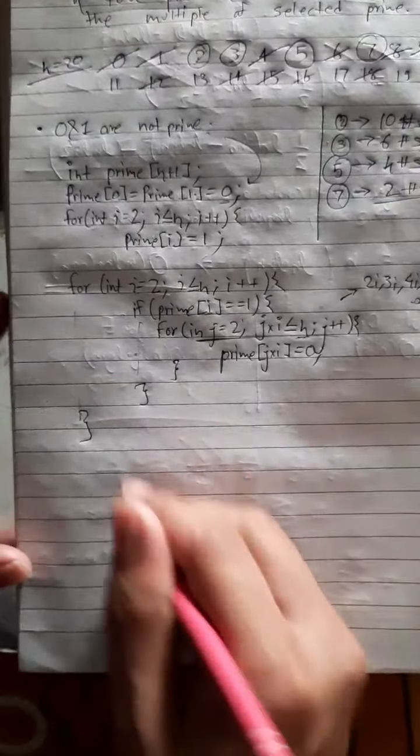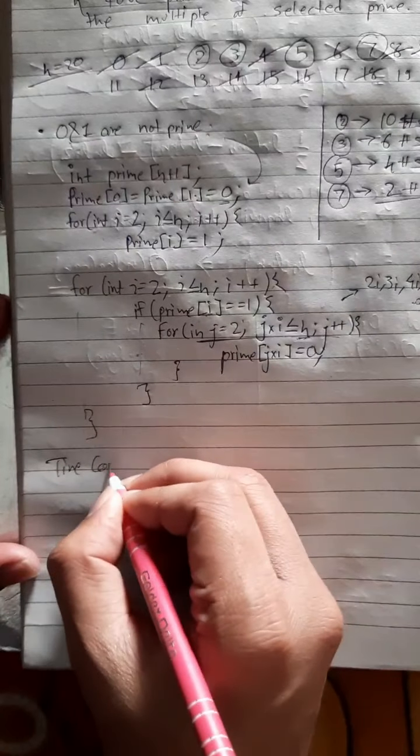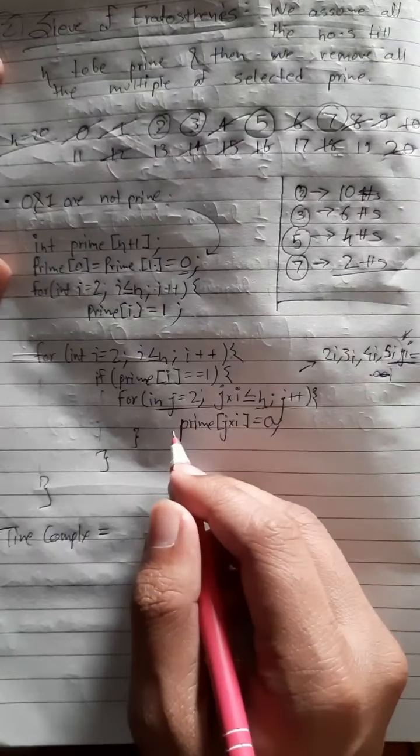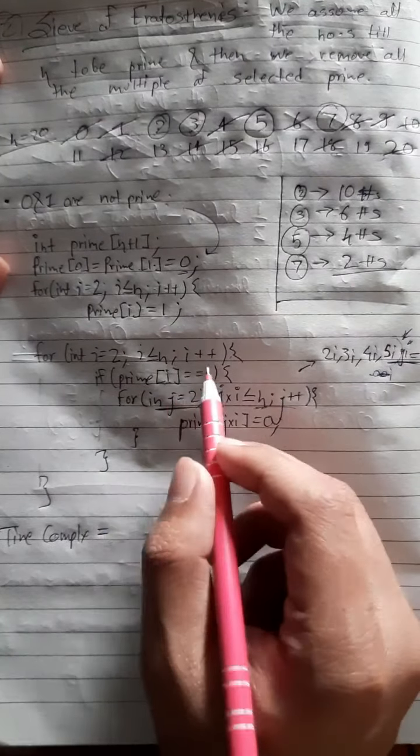Now let's talk about the time complexity. Now the statement written here will come in handy. Let's just take into consideration the first loop, then it is running till n times.